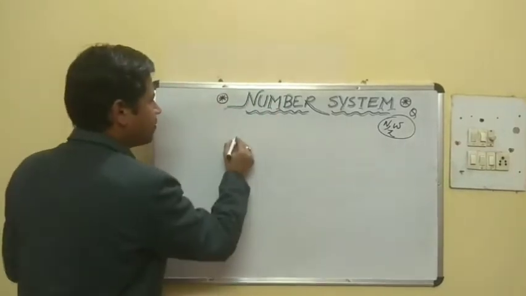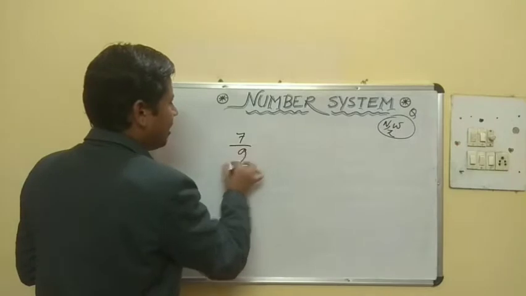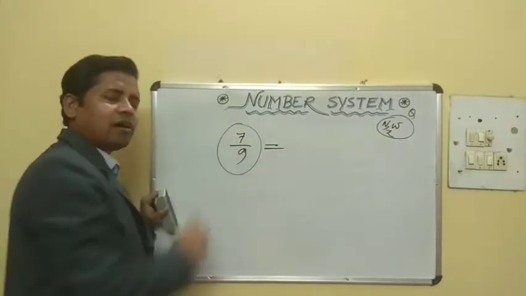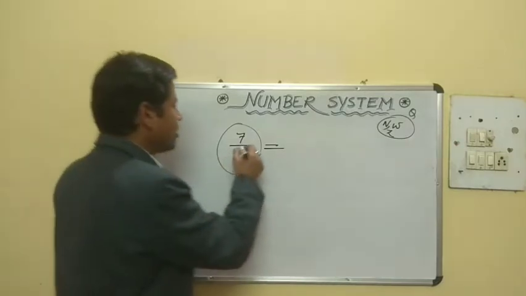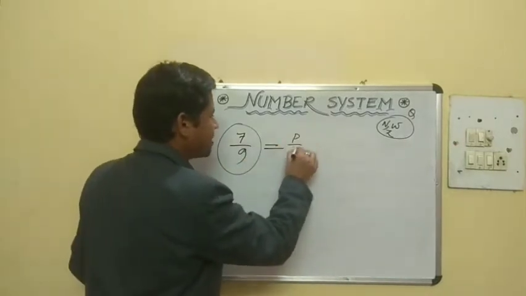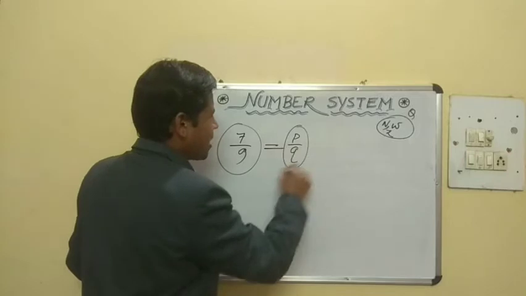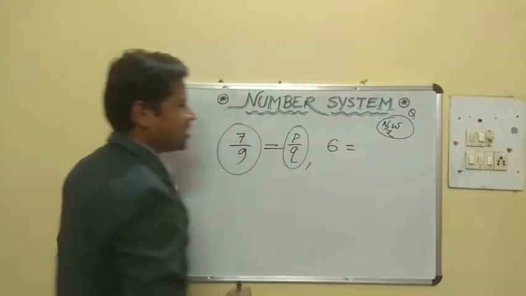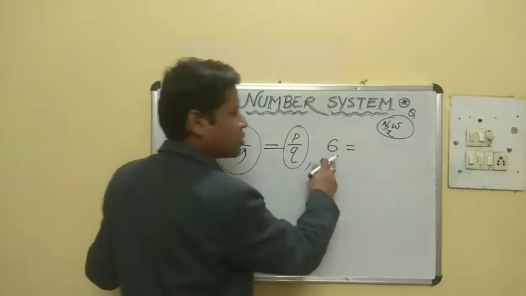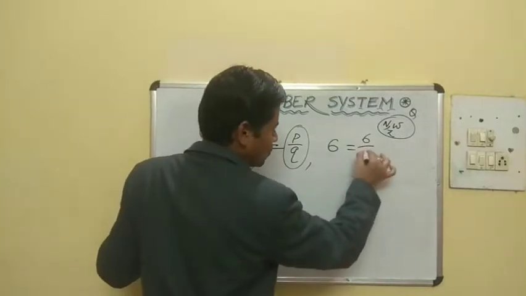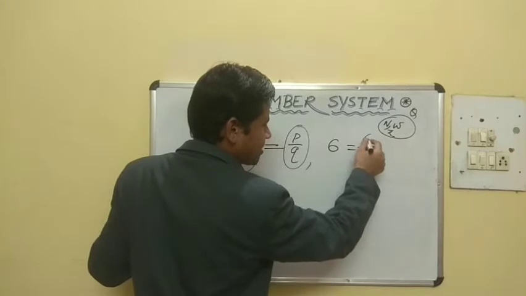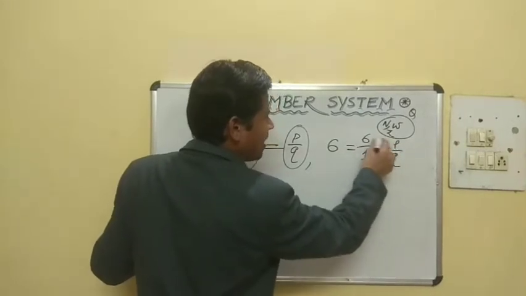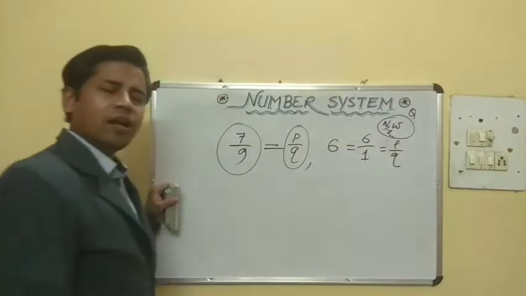So if 7 by 9 is a fraction, we know that, but it is a rational number. It is a rational number because it is expressed as P by Q. If you want to consider the 6, is it a rational number? Yes, of course, you are right. It can be expressed as 6 by 1, that is in the form of P by Q, where P and Q both are integers, 6 and 1 are integers.